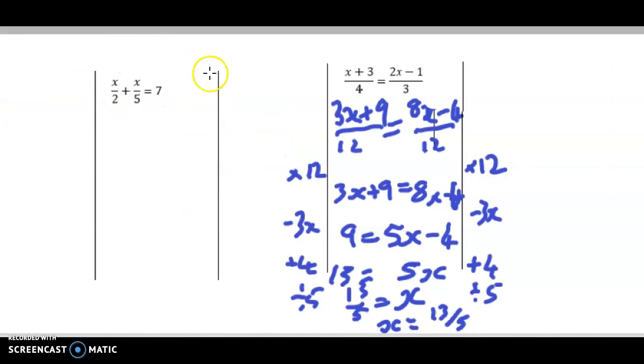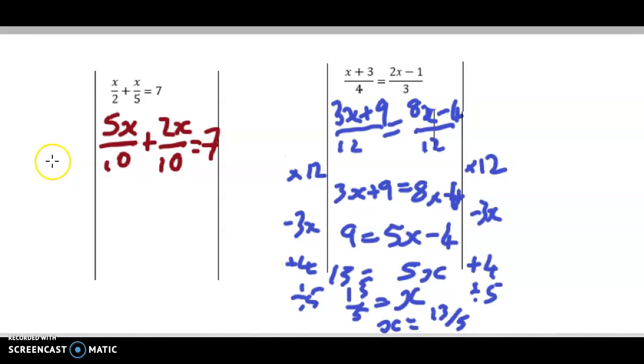Okay, last one. I've just moved the problem over here, so we've got more space. This one we've got two fractions being added. Again, I suggest writing equivalent fractions. So if we write this as 5x over 10, times in this one top and bottom by 5, plus 2x over 10, times in top and bottom by 2. Now, because we've written equivalent fractions, they're still the same, they're still equal to 7.